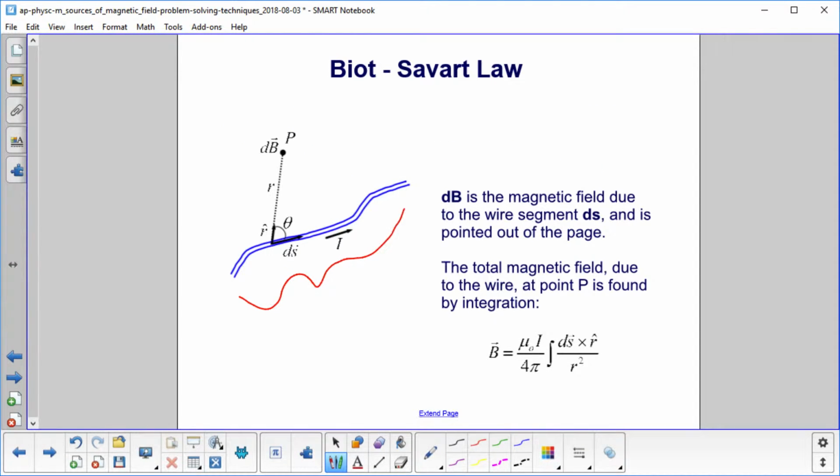Here's a wire down here. dB is a magnetic field due to the wire segment ds, and ds is right over here, and is pointed out of the page. You can either do that by evaluating the cross product or using the right-hand grip rule. The total magnetic field due to the entire wire here at point P is found by integration. And here's the Biot-Savart law, where we're integrating all the little pieces of ds along the wire and all their contributions to the magnetic field at point P.